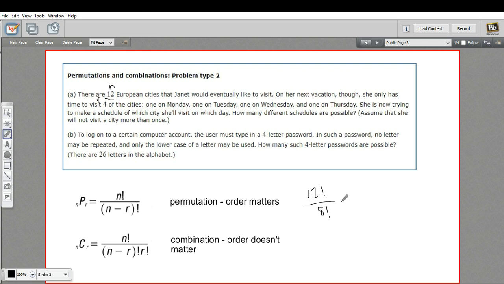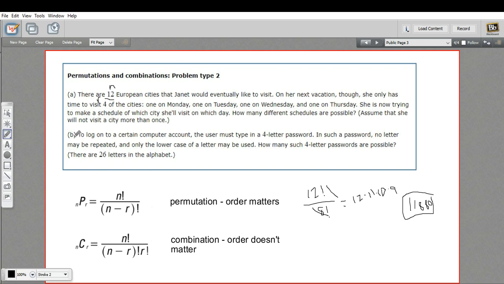When we cancel out here, we're going to get 12 times 11 times 10 times 9, and then all of the rest of that, 8, 7, 6, 5, 4, 3, 2, 1, would cancel with this 8 factorial. So this is going to be our answer, 12 times 11 times 10 times 9. Let me punch that in my calculator. I'm getting 11,880 possible schedules for this trip. That's a lot of choices.